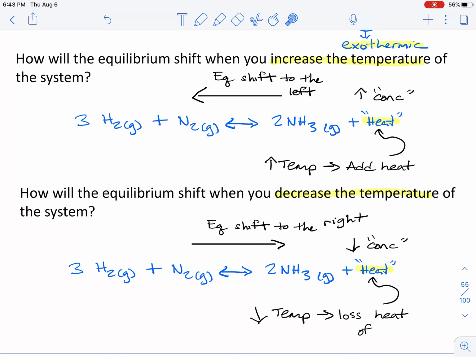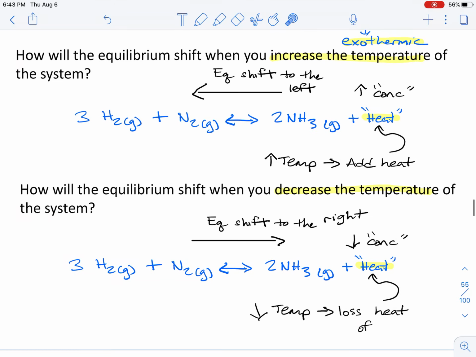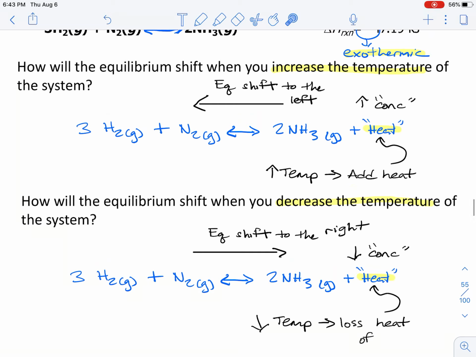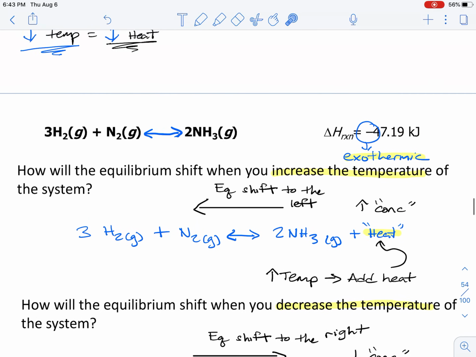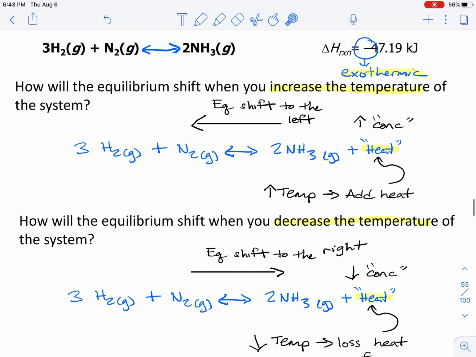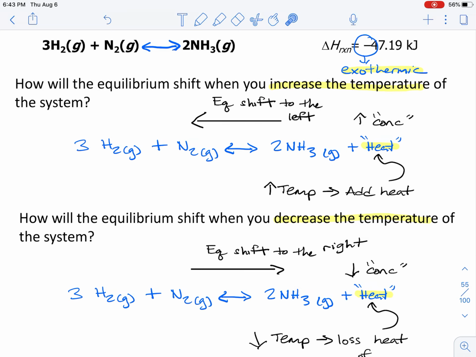All right, so that's pretty much it for this lecture video. Hopefully you guys understand my logic, and you guys are able to precisely predict how the equilibrium will shift with respect to changes in temperature in any given chemical reaction.